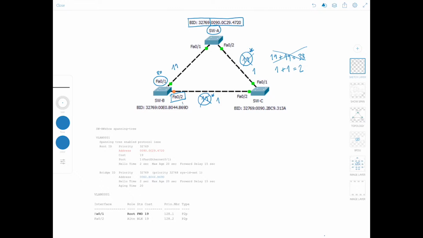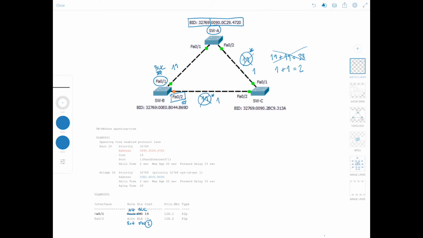And this one, so FA0/2 would become the new root port, and this one would be blocking. So it would be a role reversal. You would see this one alternate blocking, and then this one would actually become the root and forwarding, with a cost of 2 this time. But that's really how the spanning tree cost works.